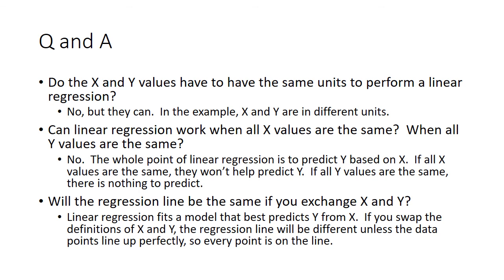Will the regression line be the same if you exchange x and y? Again, we're using correlations, not really making any predictions. You're just looking for a relationship. You can do that. But with linear regression models, we're trying to predict y from x. So if I swap the definitions of x and y, then that regression line will be different unless the data points happen to line up perfectly so that every point would end up being on the same line, but oftentimes that's not the case. So you cannot switch those out because you're trying to predict one from the other.